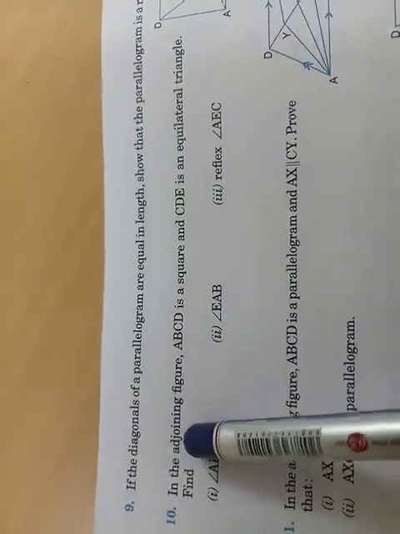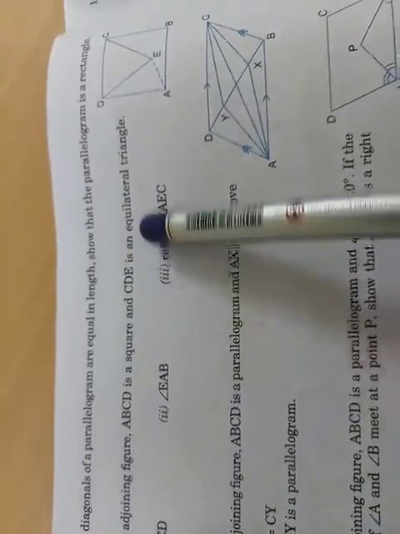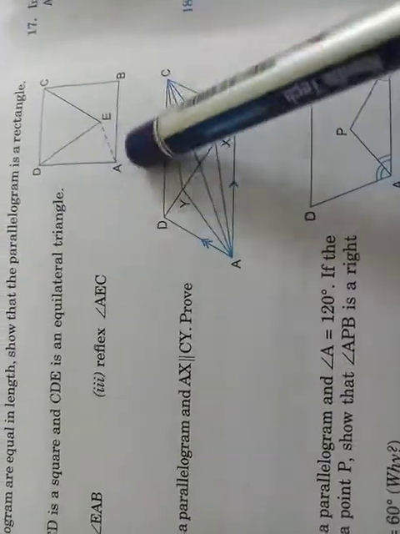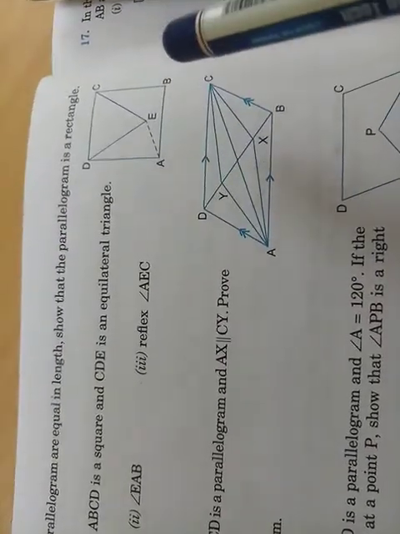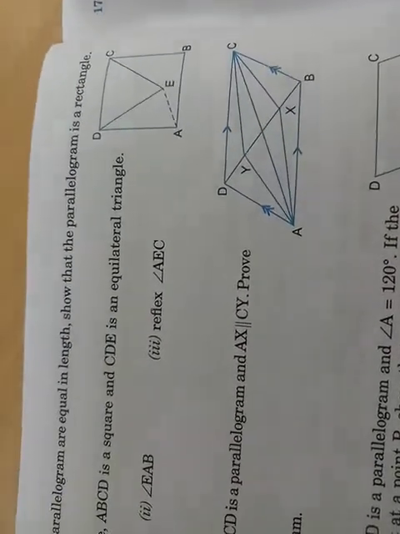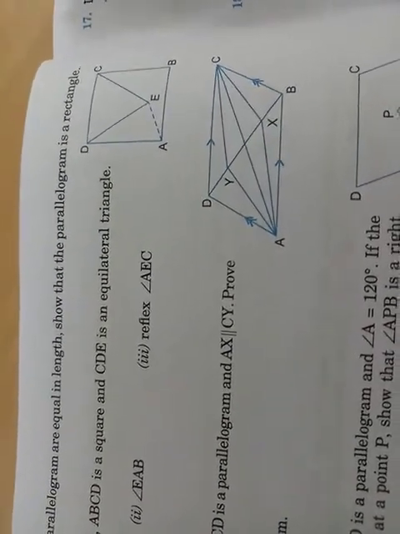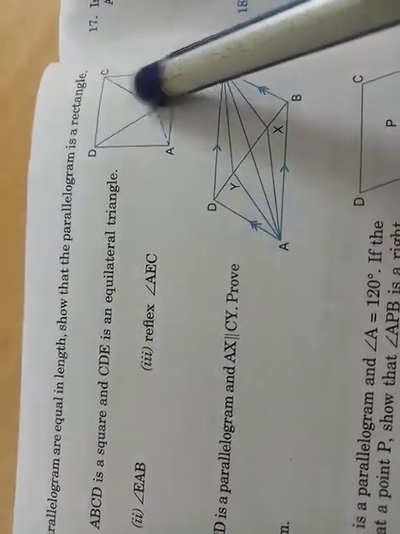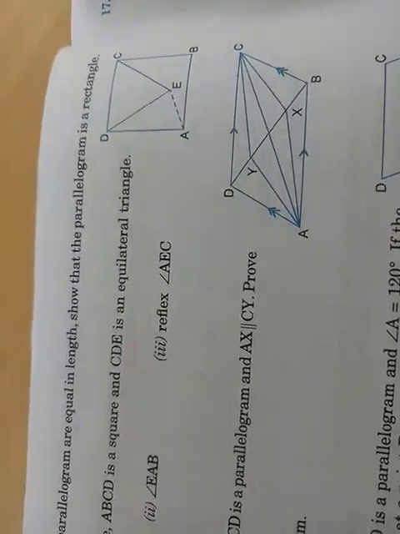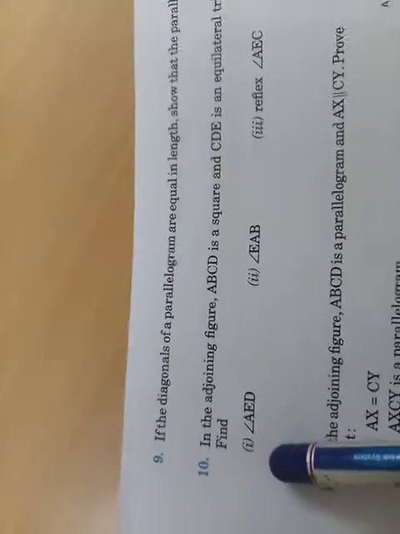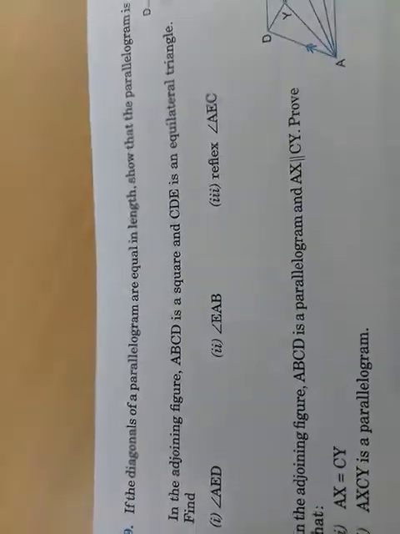Now we discuss question number 10. In the adjoining figure, ABCD is a square and CED is an equilateral triangle. Students, remember the properties of a square, that each angle measures 90 degree, opposite sides are equal, diagonals are equal. And we should remember the properties of an equilateral triangle also, that all the three sides are equal and each angle measures 60 degree. So we are looking for the angle AED, EAB and reflex of angle AEC. Let's see how to solve.